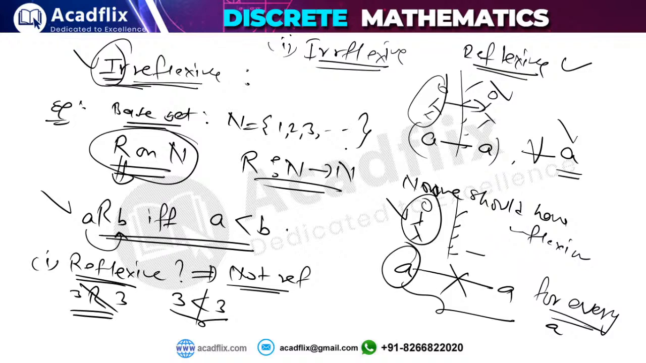Now you can check, you can try. This is irreflexive. Why? Because you can see that no element is related to itself. Whatever element x you take, whatever natural number you take, that natural number is not related to itself. Why? Because x is not less than x. That's why no element is related to itself, and hence we can say that this is irreflexive. So this is the definition of irreflexive.